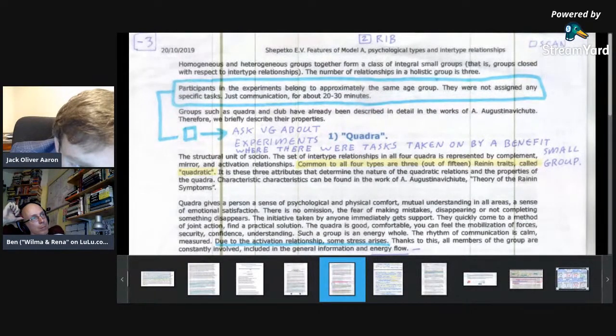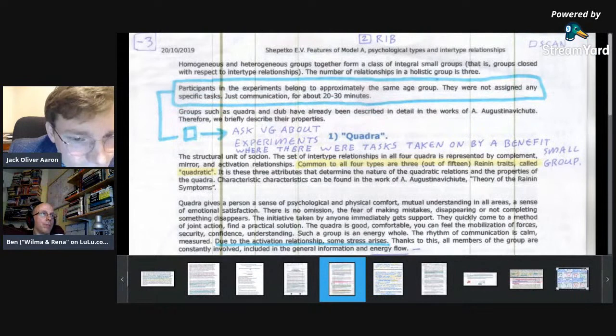So groups together form a class, integral small groups. So, but what's the structure unit of Socion? An all form for quadrant led by complement. This person said this is explanation. This isn't the methodology again. Where's the methodology? That's not my fault.